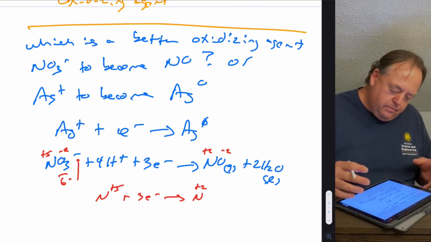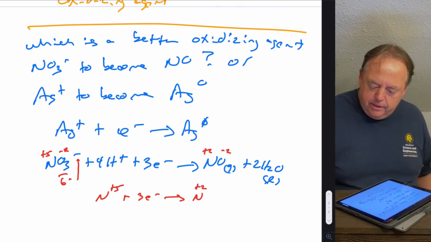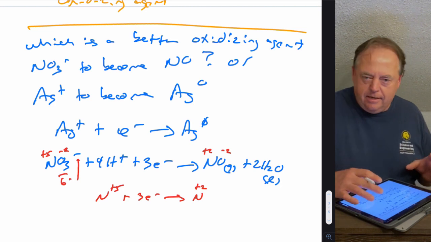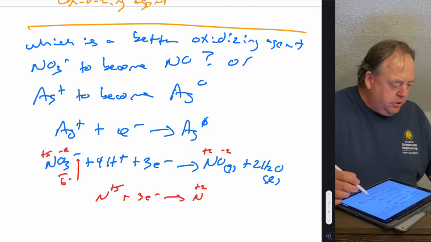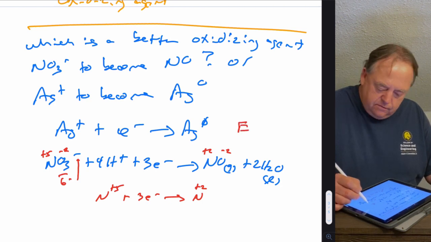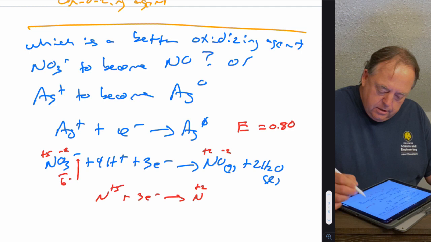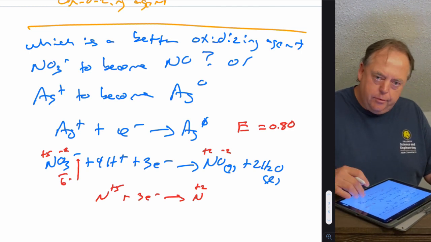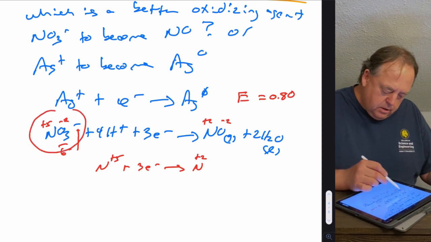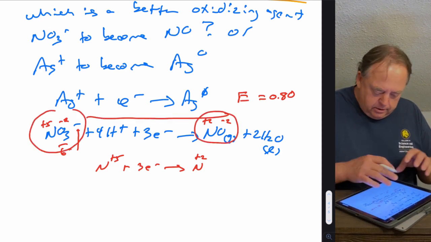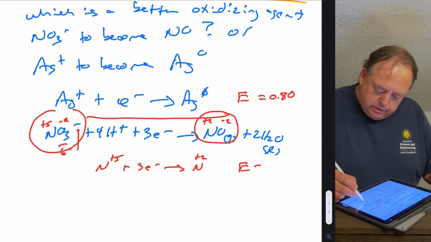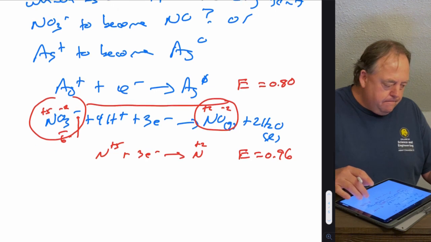But that's beside the point. That's just extra information. You should be able to think through the logic like that, but you don't need that to answer this question. All that you need to do is look at the reduction potentials. So silver +1 plus an electron to become silver 0. Reduction potential, just look that up on the table, was 0.8. And if you look up NO3- to become NO, this is the entire equation for that process, but its reduction potential is 0.96.